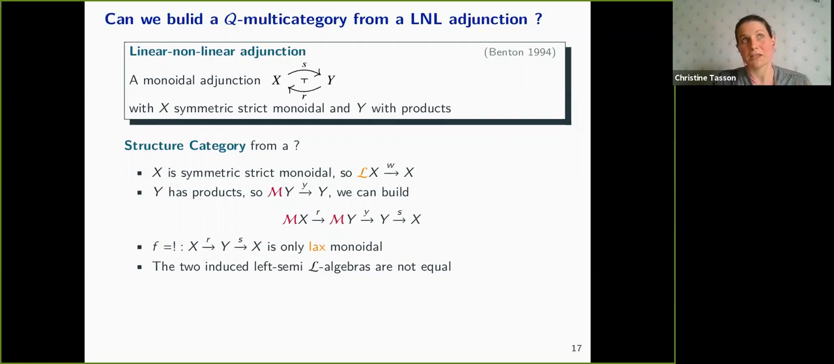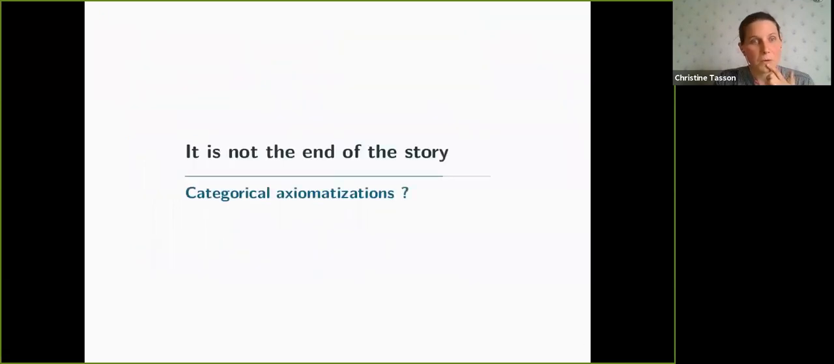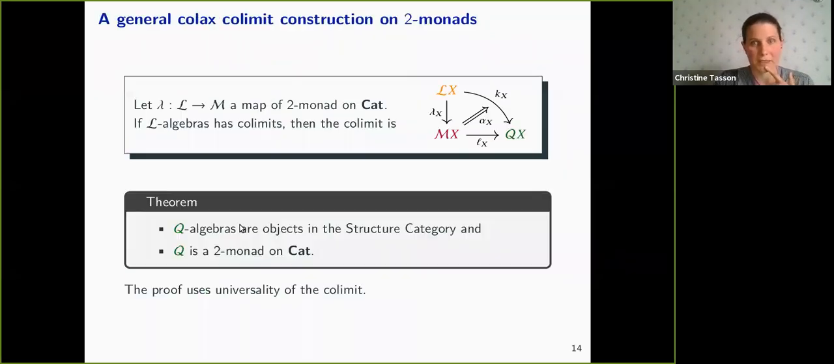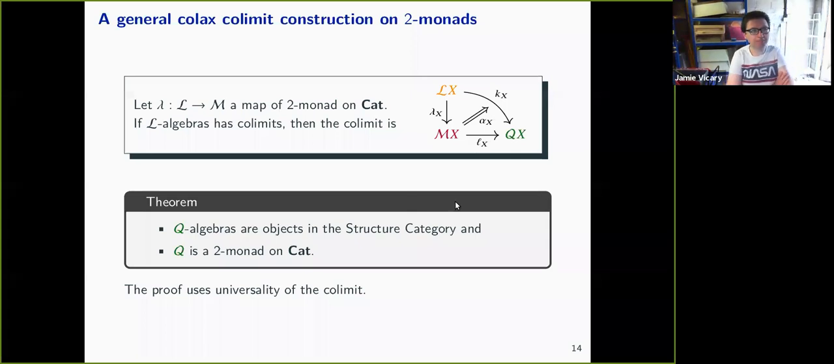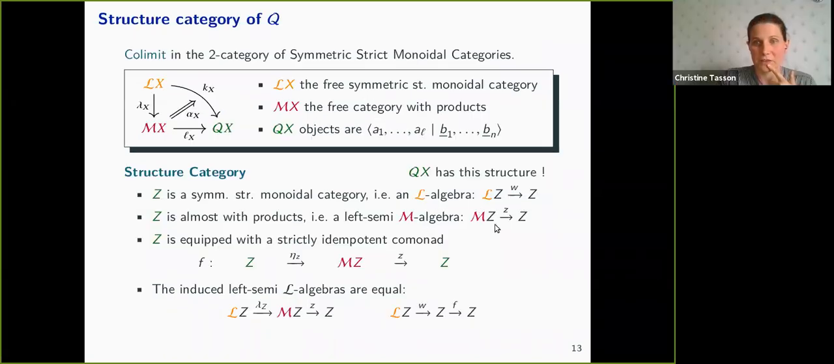So the structure category is just describing what are the ingredients we need to have a linear substitution and a nonlinear one living together. So if I go back to this structure category, I have the thing to interpret the linear world, the thing to interpret the nonlinear one, and we know how to relate the worlds through this idempotent comonad, and the fact that the two left semi-L algebras are corresponding.